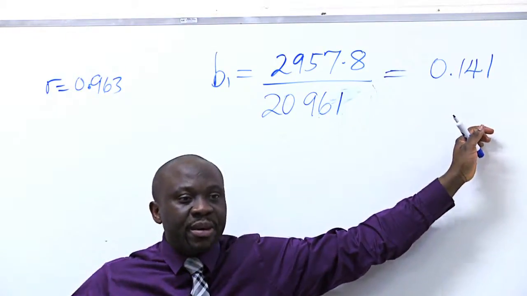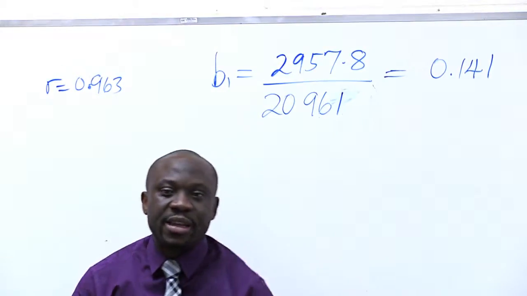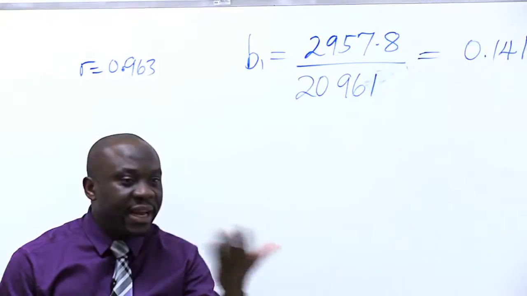Well, when the correlation is positive, slope is positive. When this is negative, the other is also negative. They are kind of the same. You cannot get one to be positive and the other to be negative. That means there is something wrong. Check, fix it, and continue.